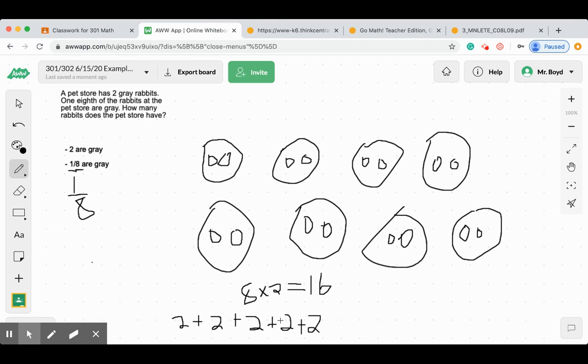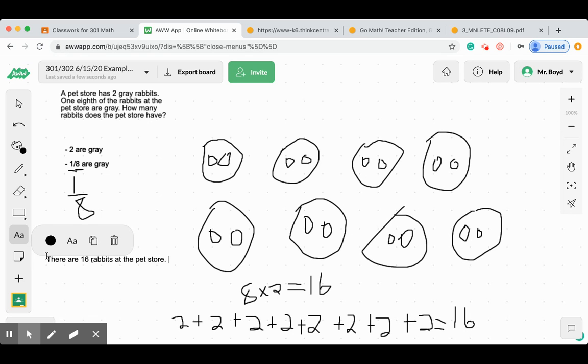So we have 1, 2, 3, 4, 5, 6, 7, 8, and we should also find a sum of 16. So we have 2 plus 2 is 4, plus 2 is 6, plus 2 is 8, 10, 12, 14, 16. If we count by 2's 8 times, we also find 16. So we know there are 16 rabbits at the pet store.